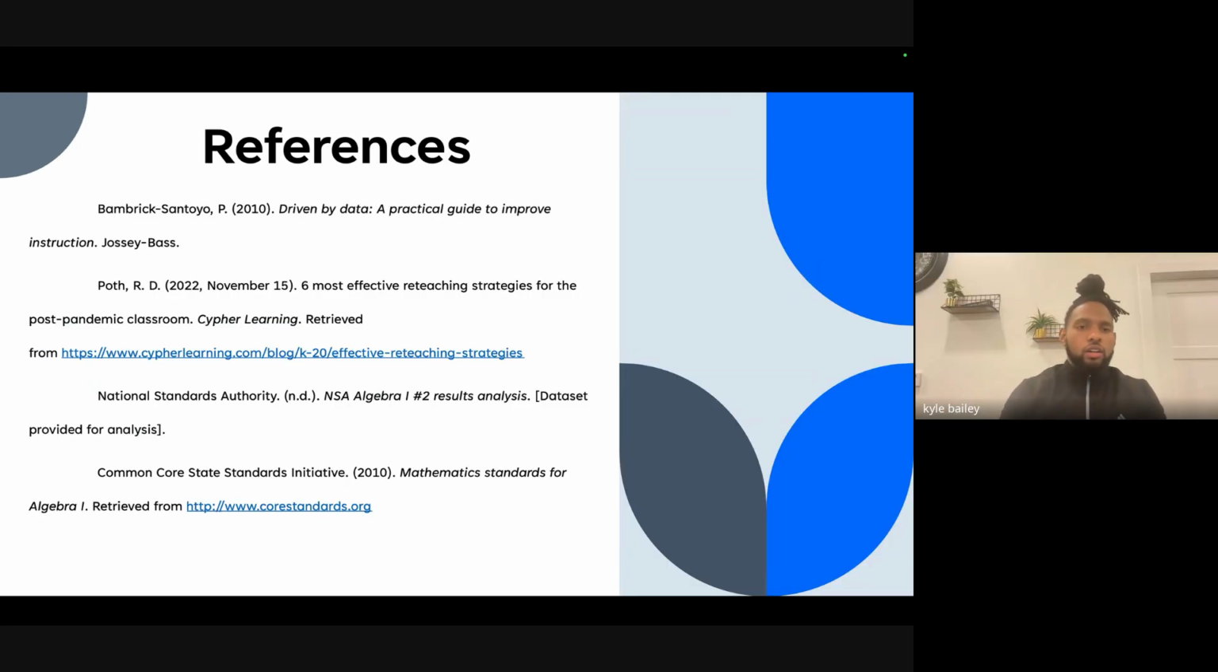So to end everything, we appreciate you going over this data with us. Our references: we had the reference page, where we had Driven by Data, written in 2010, that is what we looked into. We had the most effective reteaching strategies, which helped us put together that master action plan. And lastly, we had the National Standards Authority and the Common Core Standards Initiative, where we could look at what was going on in math classes to help put this together.